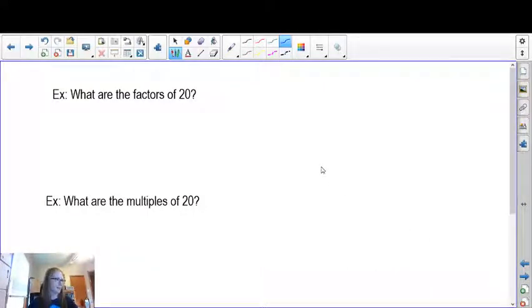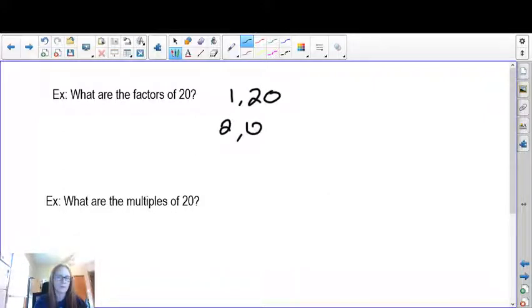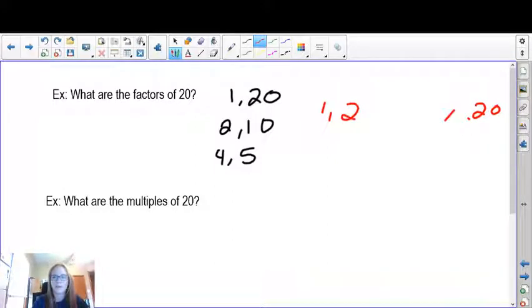All right, first example, what are the factors of 20? Well, we could write this one of two ways. We could have 1 and 20, 2 and 10, and 4 and 5. Or some other people like to do 1 and 20, 2 and 10, and 4 and 5. Either way you write it, doesn't bother me.